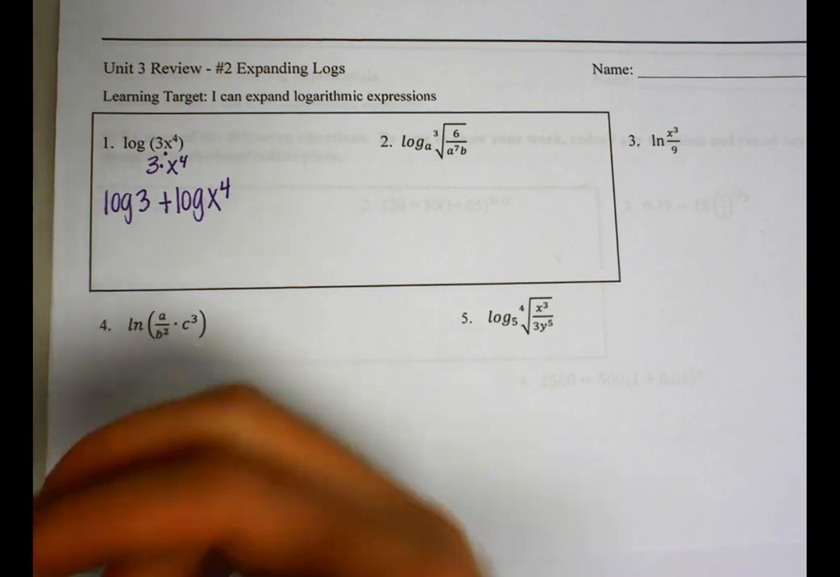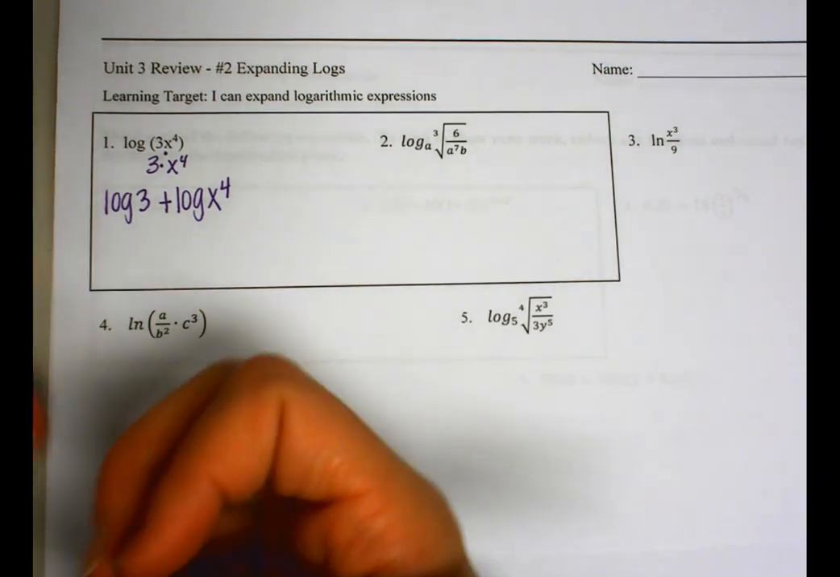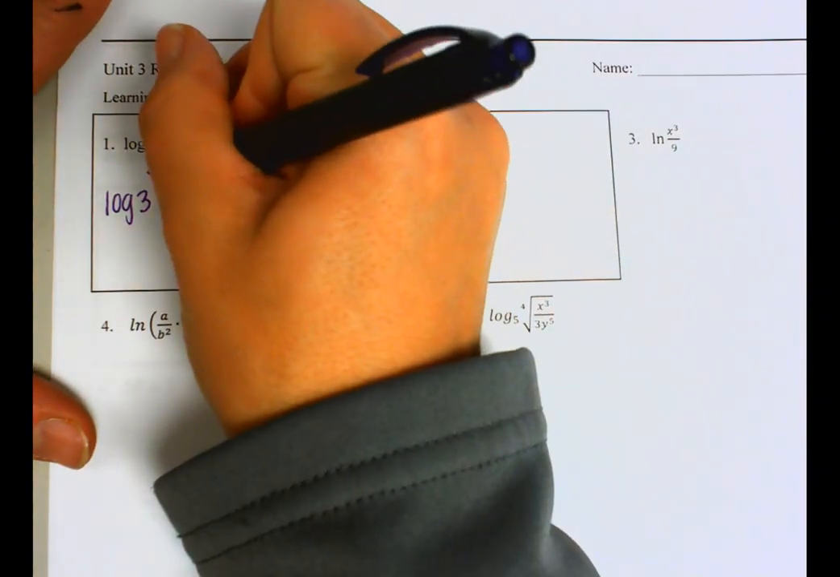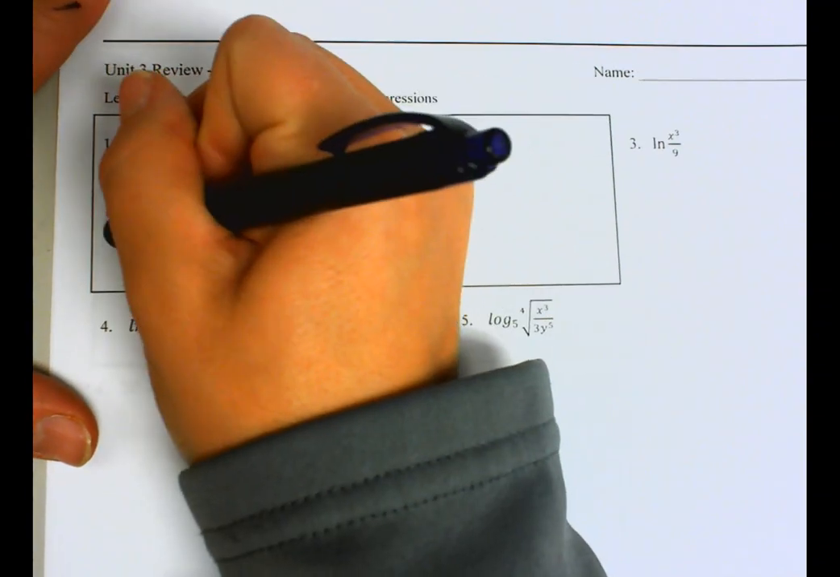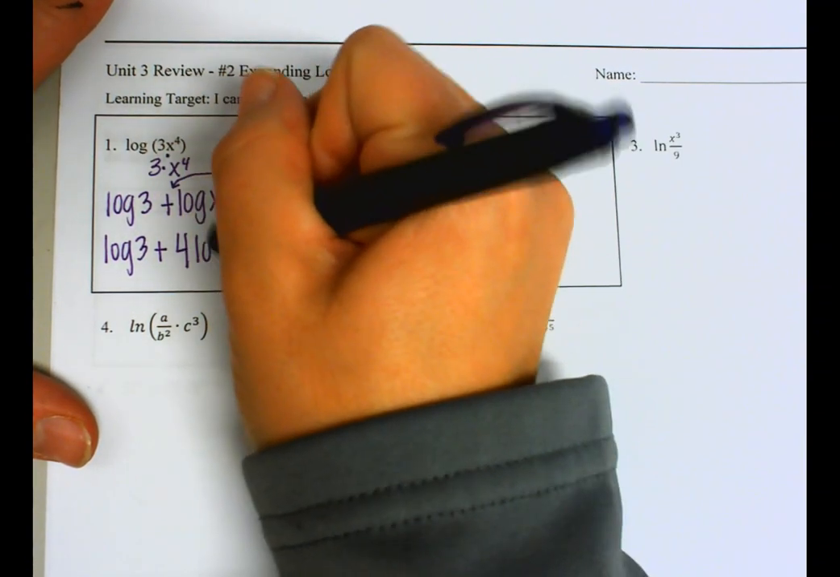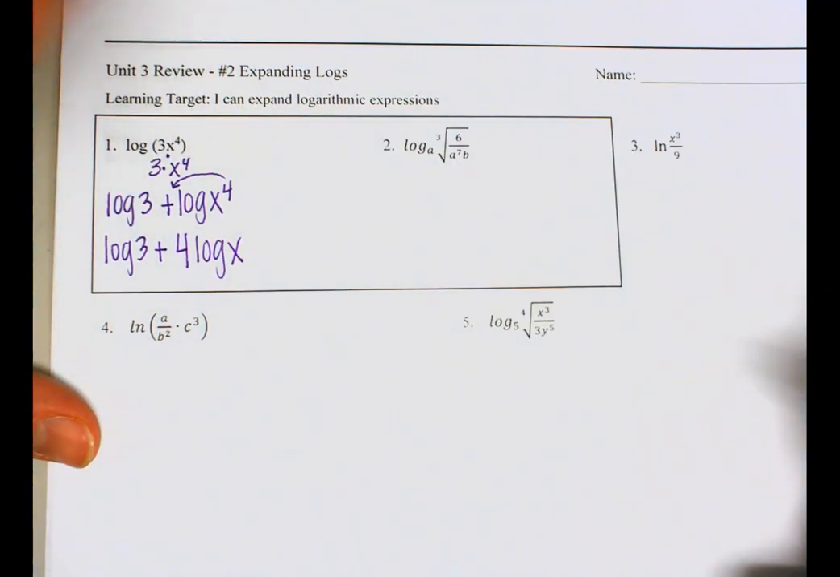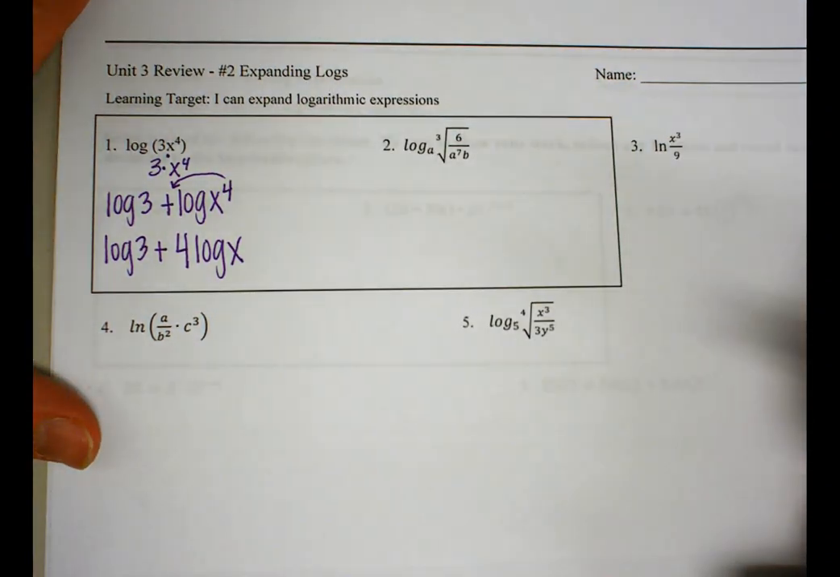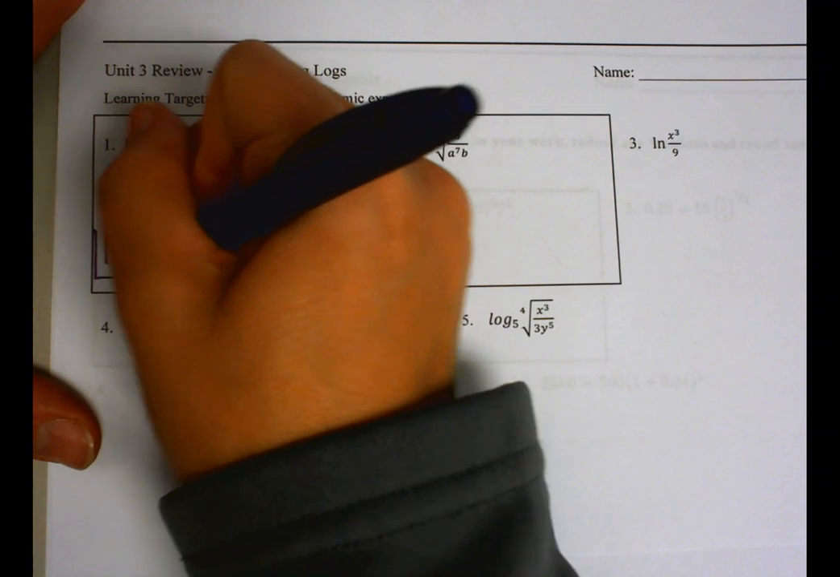Then the last step in simplifying logs is that the exponent goes in the front of the logarithm. So I would have log of 3 plus, and then that 4 is going to go right in front of this log that is being raised to the 4th power. So 4 log of x. And that would be my final expanded log.